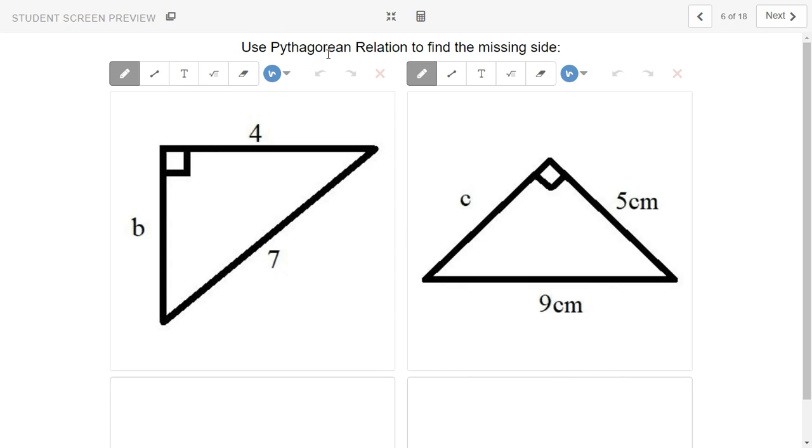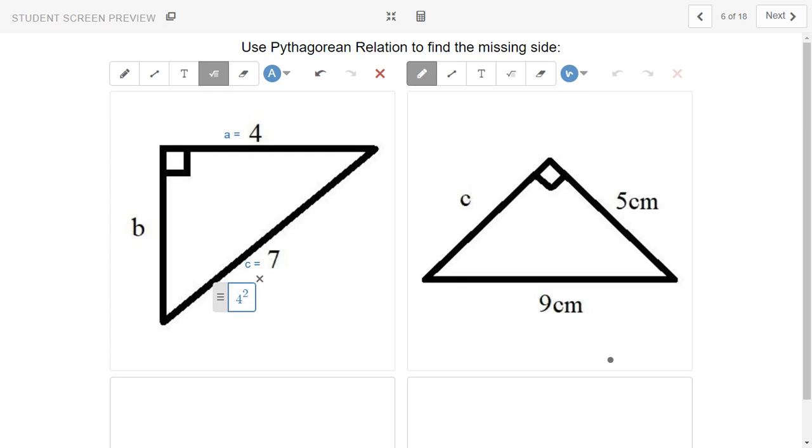Okay, so let's use the Pythagorean relation to find the missing side. We have a side 4, a side b, and a 7. So I know that 4 is equal to my A side, b is my B side, and C is going to be 7. Now I can use the Pythagorean relation to solve it because I know that if I have two sides, I'm always able to find the third side.